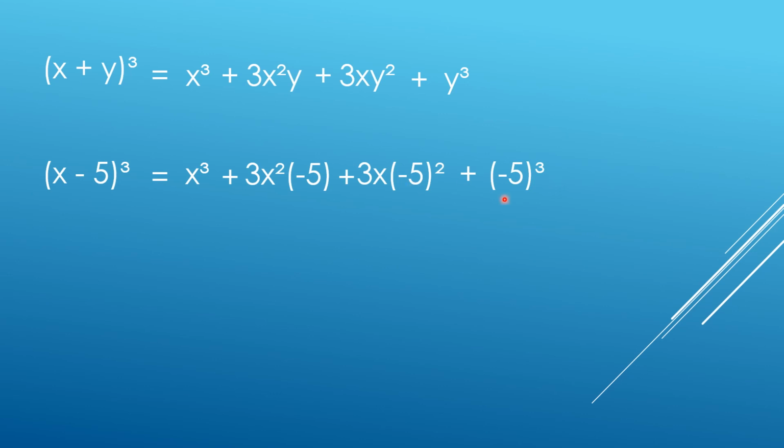Okay, so what you are going to do now is, here, that is now x cubed. So 3 times negative 5, that is negative 15, x squared. And here, negative 5 times negative 5, that is positive 25, times 3, that is 75, so plus 75x. And then here, this is minus, negative 5 times negative 5, that is positive 25, times negative 5, that is negative 125.